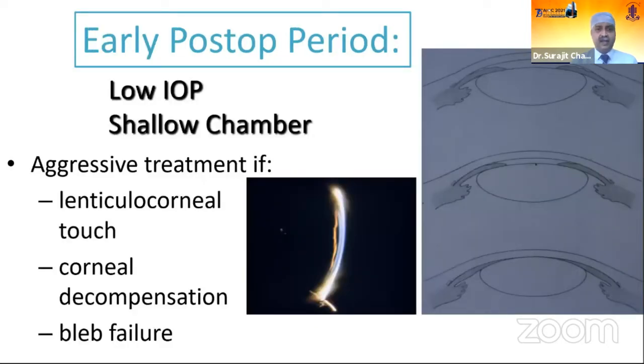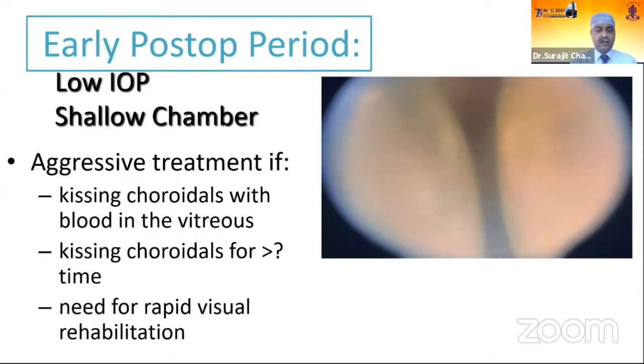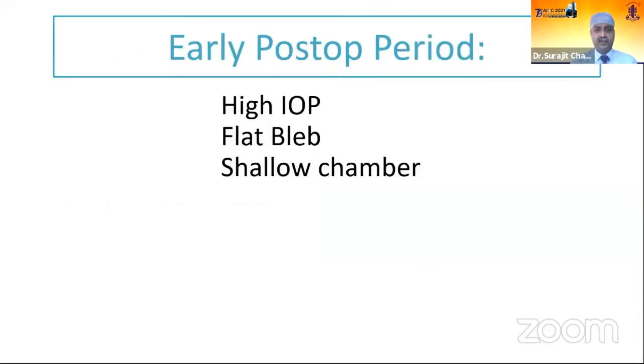If in the early postoperative period there is low IOP with a shallow anterior chamber, aggressive treatment will be required if there is a lenticulocorneal touch or corneal decompensation and a chance of bleb failure. Also, aggressive treatment will be required if the choroidals are very high, that is, nearly kissing or kissing choroidals, and there is a need for rapid visual rehabilitation.